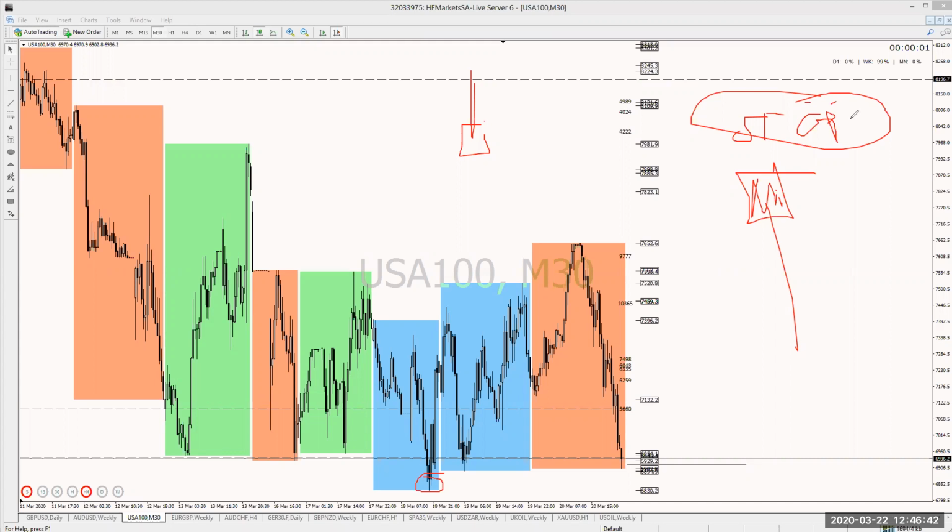There's just no magic. I'm not that kind of a teacher who's gonna come out and say put in 10 lots and then don't put a stop loss, because one day you'll make money, but the next day you will blow money and you'll have to fund.